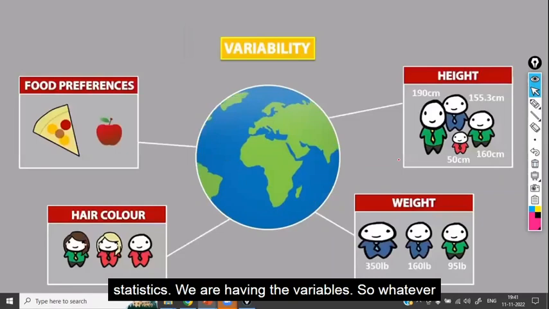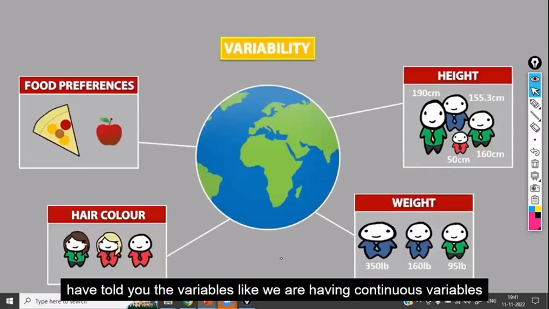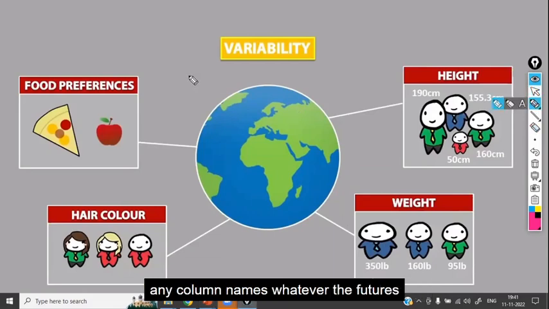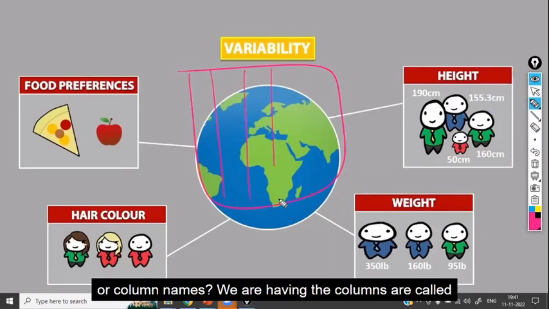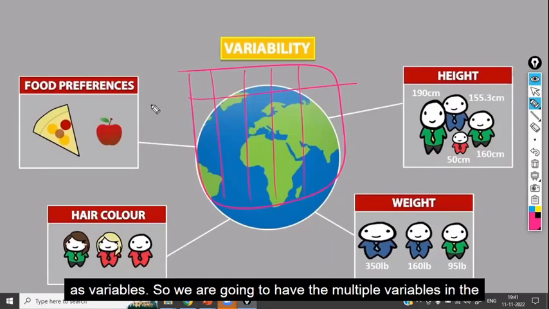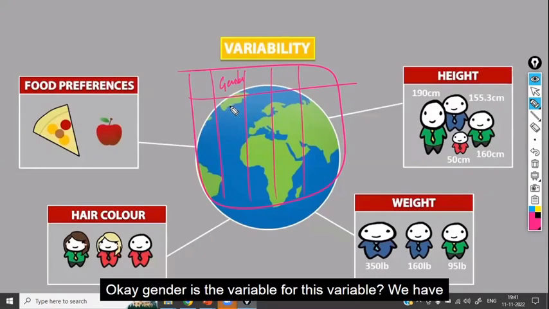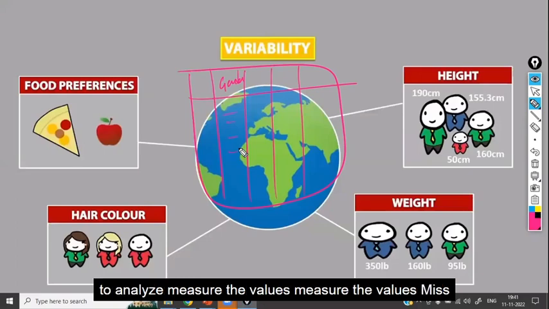Within statistics, we have variables. Whatever I discussed in the last class during pandas, I told you about variables, like continuous variables and discrete variables. Any column, whatever the features or column names we have, the columns are called variables. So we are going to have multiple variables in real life. For example, there is a gender column. Gender is the variable, and for this variable we have to measure and analyze the values.